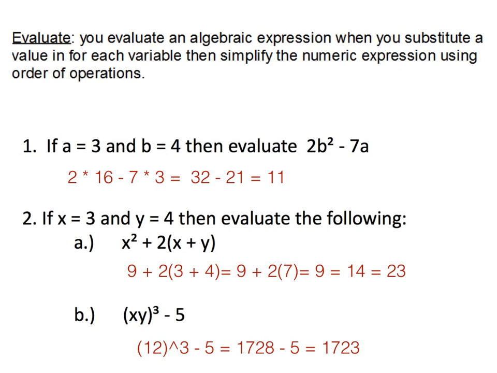For the last example there, part B, x times y should be 12. 12 to the 3rd power is a rather large number. It's 1,728. Then you still need to subtract the 5, so we get 1,723.